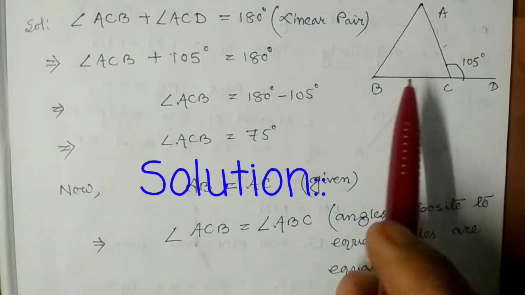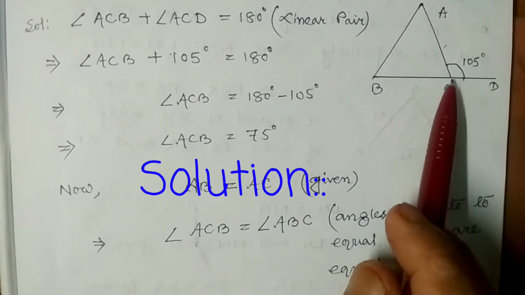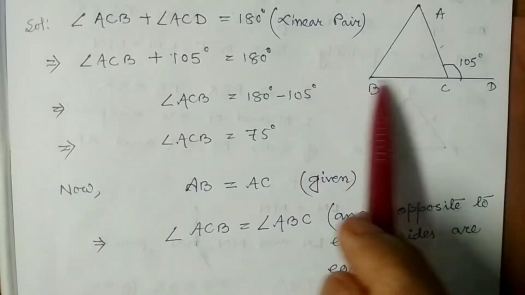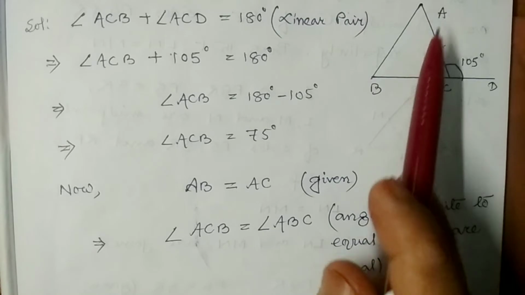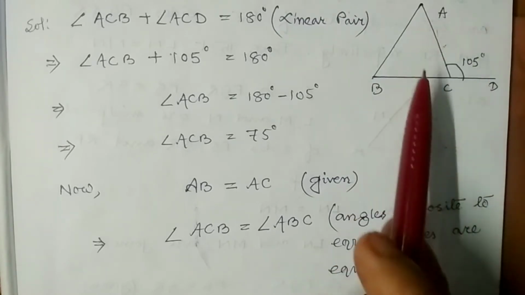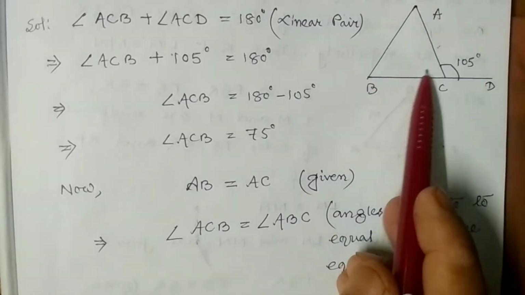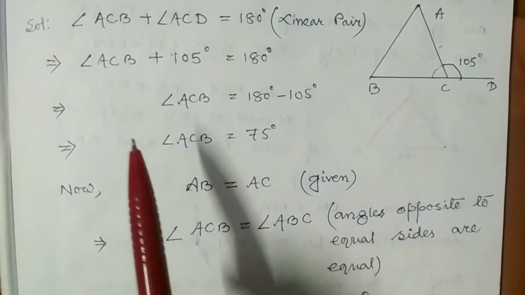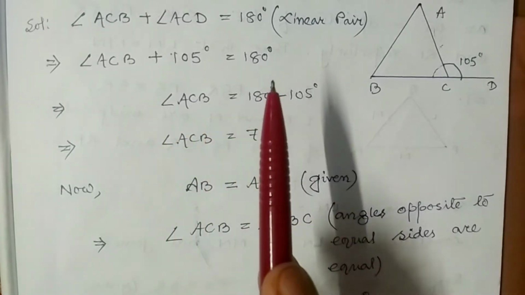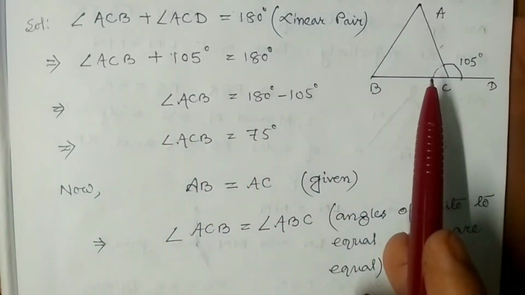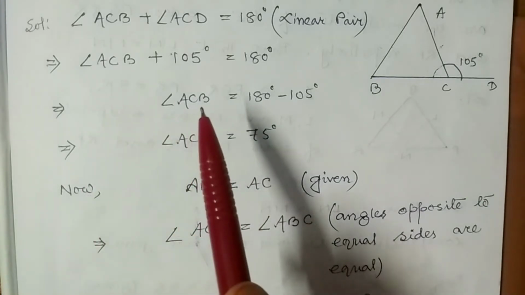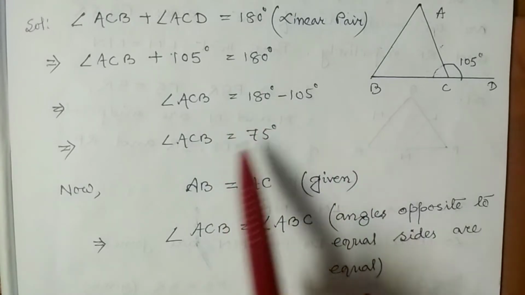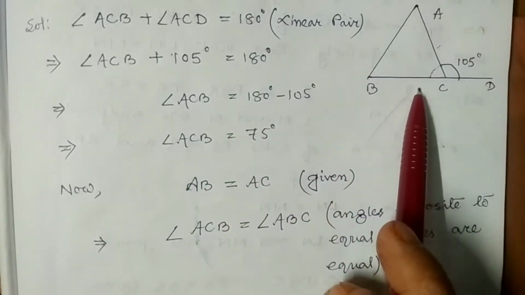Now let me explain this sum. Here we know this one is 105 degrees and this angle is not known. Since BCD is a straight line, angle ACD and angle ACB together will be 180 degrees. So angle ACB plus 105 equals 180. So angle ACB equals 180 minus 105, that means angle ACB becomes 75.